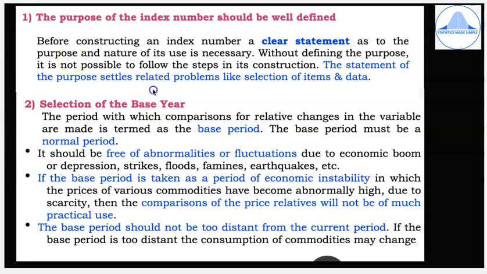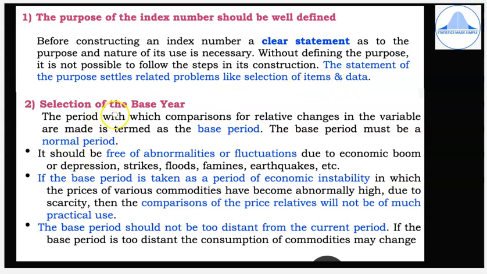So now I'm going to explain each of the steps in few points. Some of them may be very lengthy, but you can condense them when you're writing because it's only a 5-mark question. So before constructing an index number, a clear statement as to the purpose and nature of its use is necessary. Without defining the purpose, it is not possible to follow the steps in its construction. The statement of purpose settles related problems like selection of items and data.